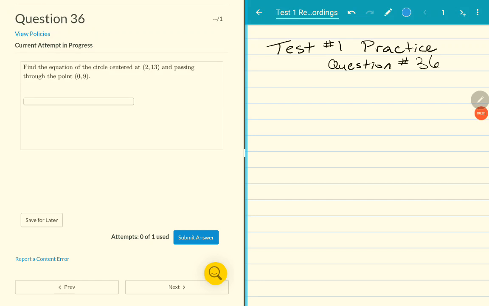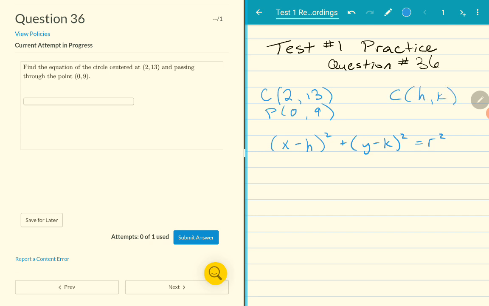We're looking at test number 1 practice problem set, question number 36, where it says find the equation of a circle centered at (2, 13) and passing through a point (0, 9). So I know the equation of a circle is (x minus h) squared plus (y minus k) squared equals the radius squared, where the center is (h, k).